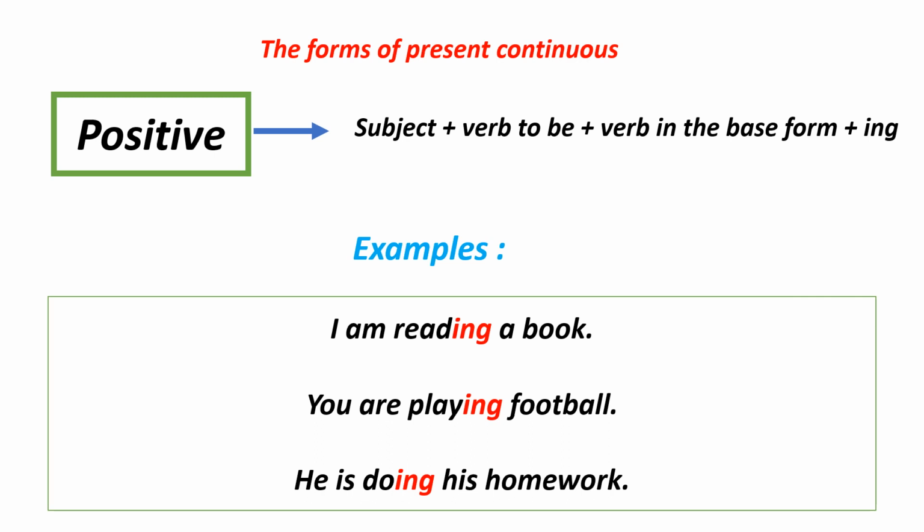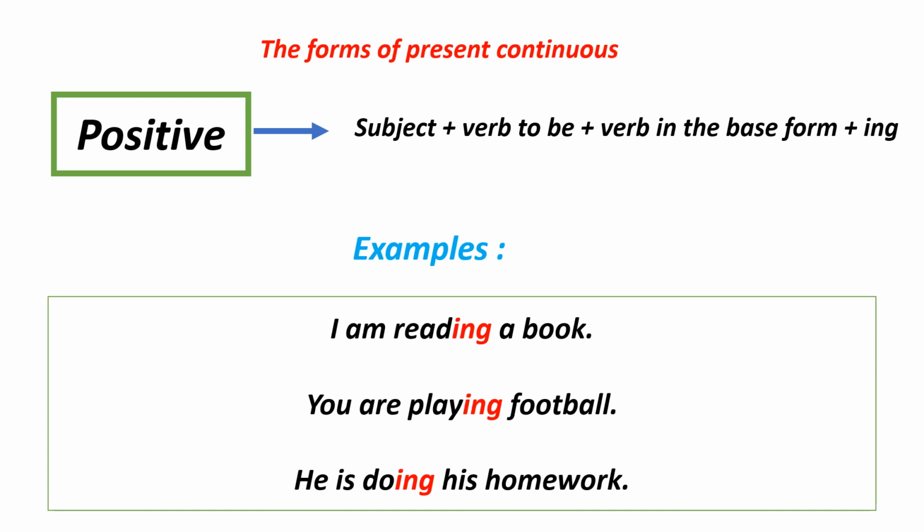For example, I am reading a book. I, it's a subject. Am, it's a verb to be. Read, it's a verb in the base form. Then ing. A book is an object. You can add anything: a newspaper, a book, a story, etc.